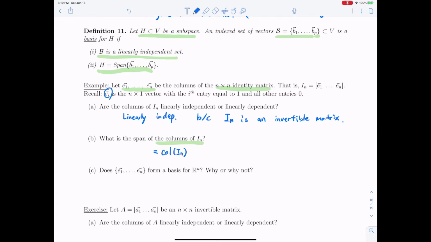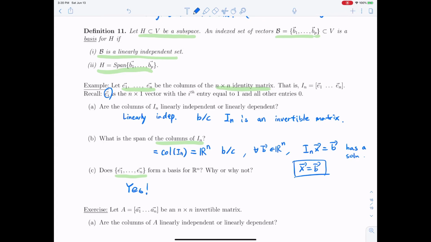But this indeed equals the whole space R to the n. This is because if you take any vector b in Rn, then we can find a solution for this matrix equation I times x equals b, where the solution is given by b in this case. So because this set is a linearly independent set, and also they span Rn, they form a basis for Rn.